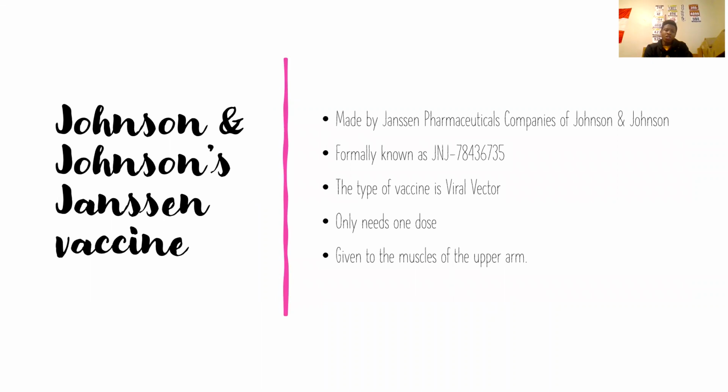So the Johnson & Johnson's Janssen vaccine was made by Janssen's pharmaceutical companies of Johnson & Johnson. The formal name for this particular vaccine is called the J&J-784366735. Unlike the previous 2 vaccines, this vaccine is actually a viral vector vaccine.